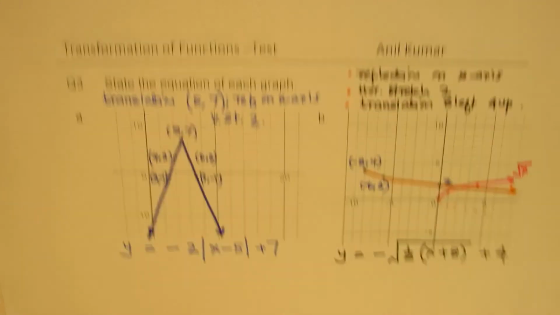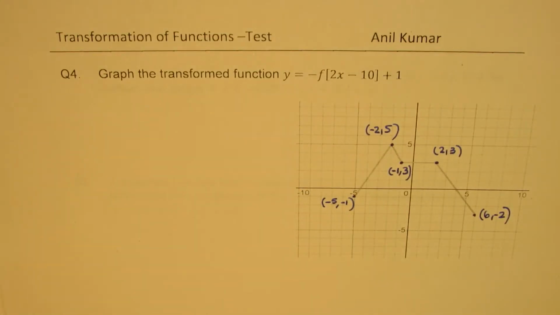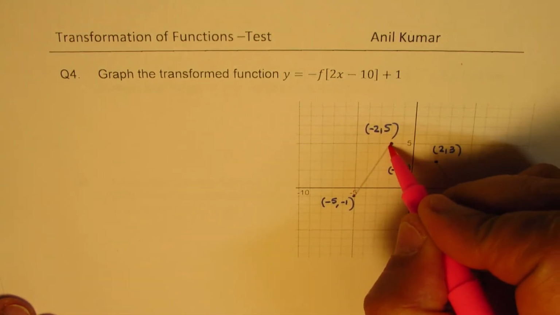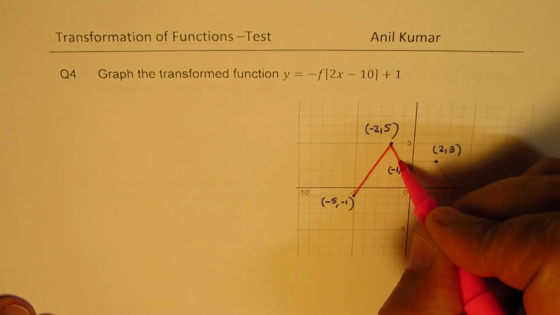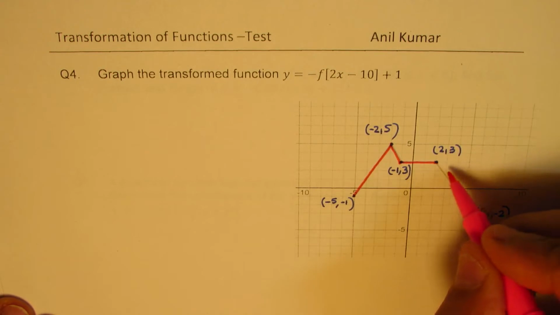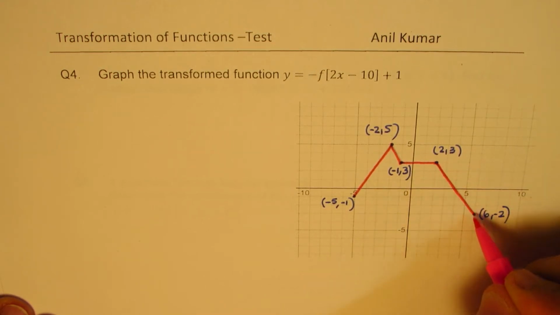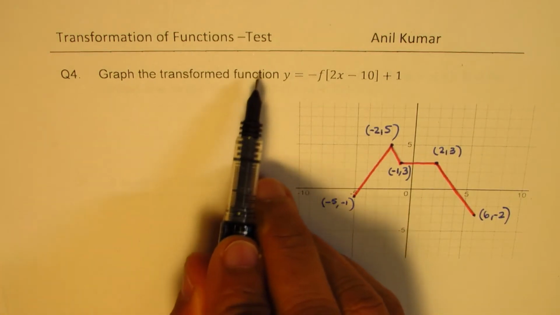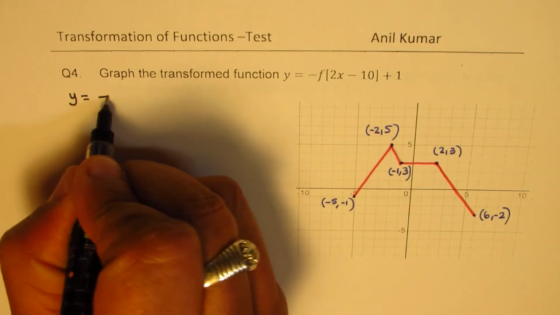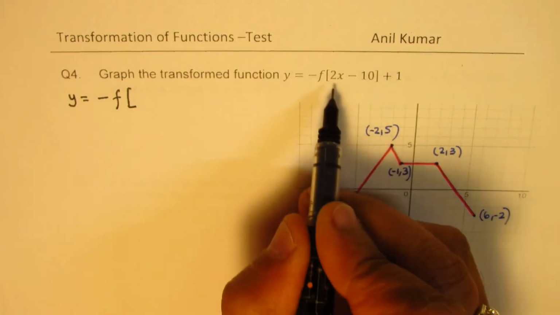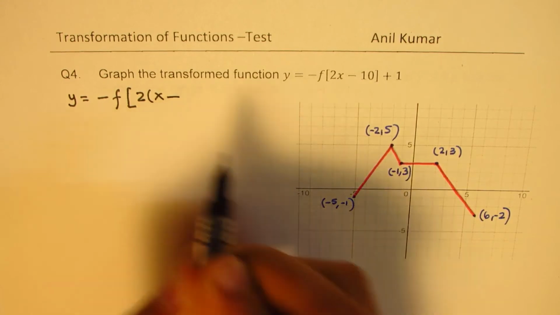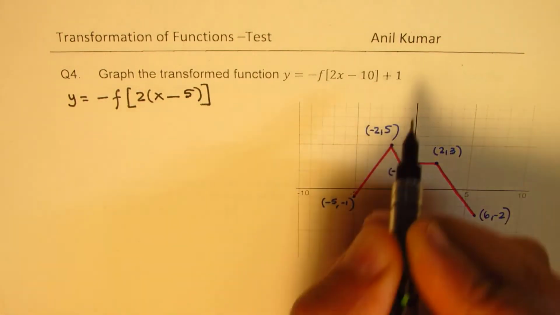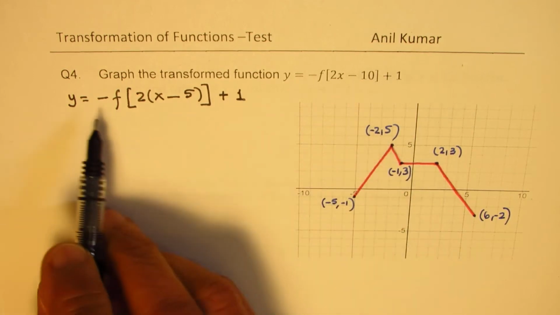Right? Now let's move on and take question number 4. So let me highlight this diagram, which is a set of straight lines. So that's the graph. Since it is very light, I've also written the coordinate points for you. Okay, so those are the points which you need to consider. And the graph of transformed functions is required. So we are given y equals to minus f of, again factor 2, x minus 5 plus 1. So there is a reflection here.